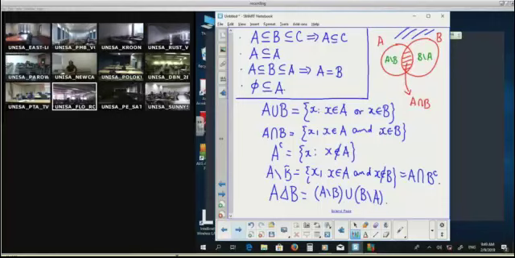Yes? The last line, how would you say it out? How do you pronounce it? Oh, we say symmetric difference. B, A, symmetric difference. Okay. All right.